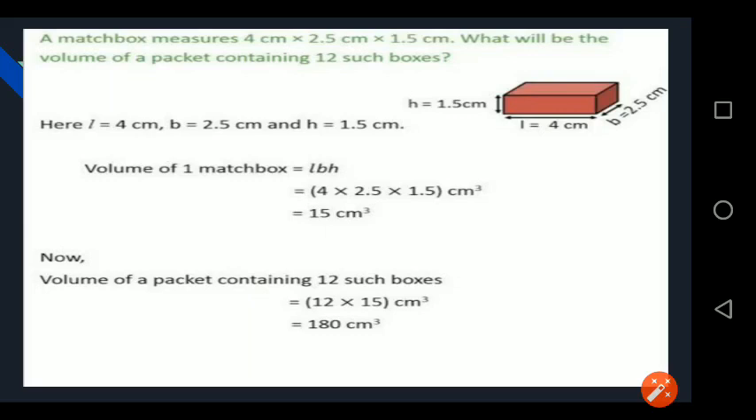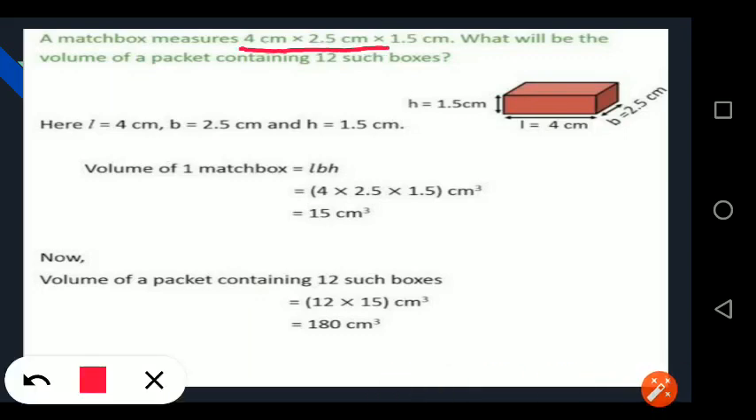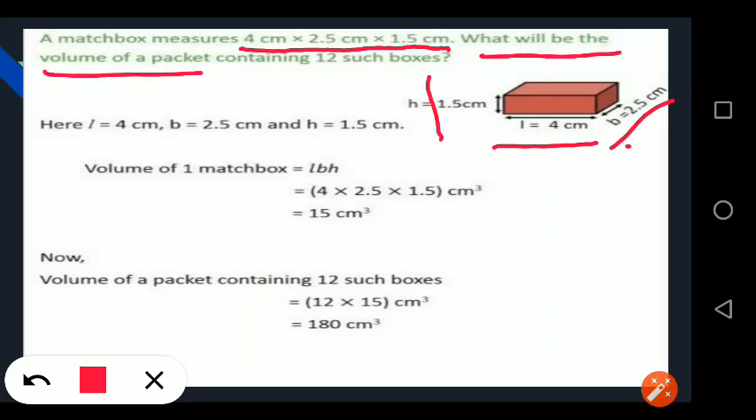Let's see the first question. The first question says that a matchbox measures 4 centimeter, 2.5 centimeter and 1.5 centimeter, which means length is 4, breadth is 2.5 and height is 1.5 centimeter. We have to find out what will be the volume of packet which consists of 12 such boxes. How many boxes are there? 12. And we have to find out volume of 12 such boxes.